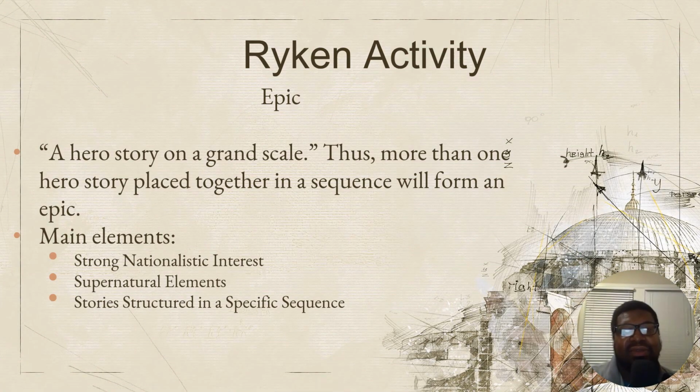So we'll end this with talking about one of Ryken's categories, the epic. So he's going to say an epic is pretty much a hero story, but on a grand scale. So when you've got more than one hero story placed into sequence, that will form an epic. So he's going to give an example of, like in Genesis, he's going to call that an epic because you've got the stories of Abraham, Isaac, Jacob, and Joseph, those four patriarchs. All of their stories are combined together in roughly four sections. So therefore, that's going to be an epic of going from Abraham to Joseph.